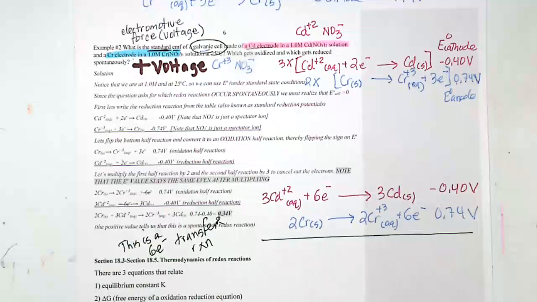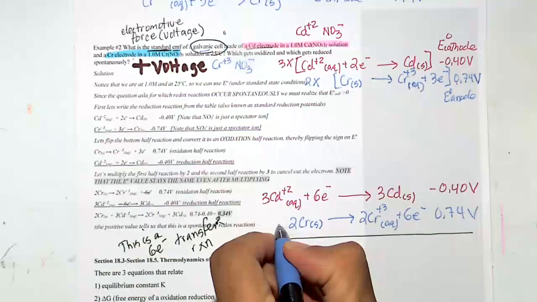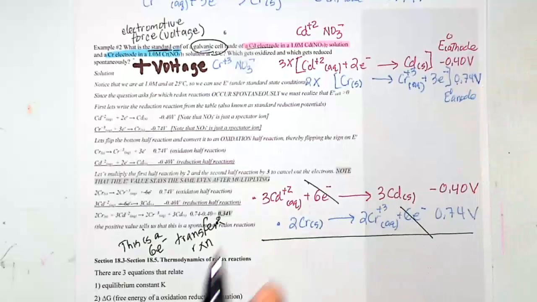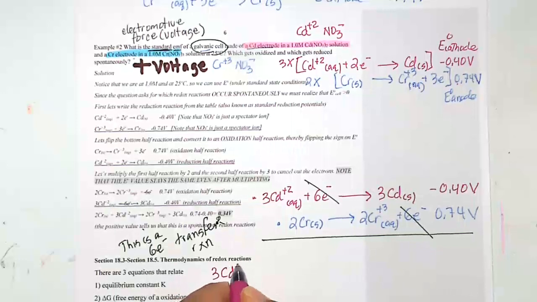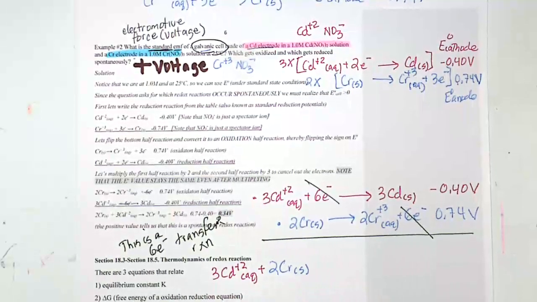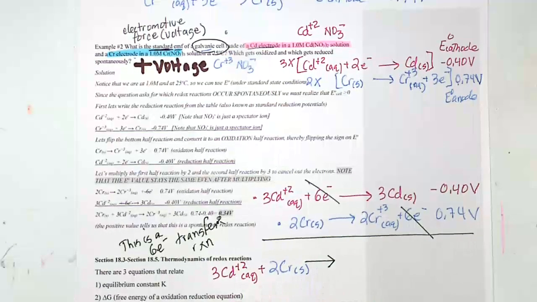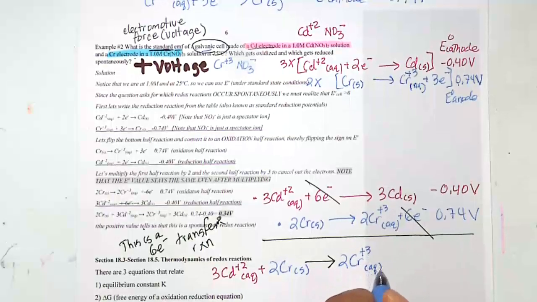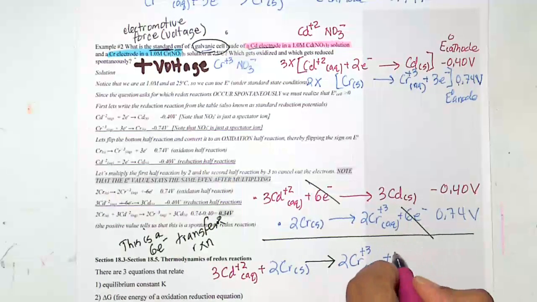Which one is our anode? Okay, this one. Which one is our cathode? Cadmium. We'll add these up. The 6 electrons cancel out. This is what we want. We don't want free electrons anywhere because that's not good. It's also not good for your health. 3Cd plus 2 aqueous plus 2Cr chromium gives you 2Cr plus 3 plus 3Cd solid.